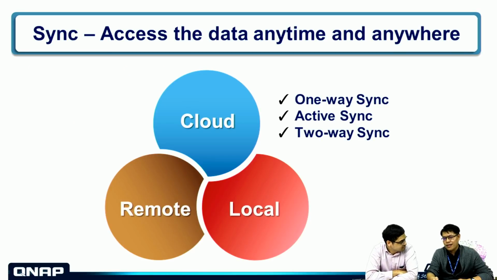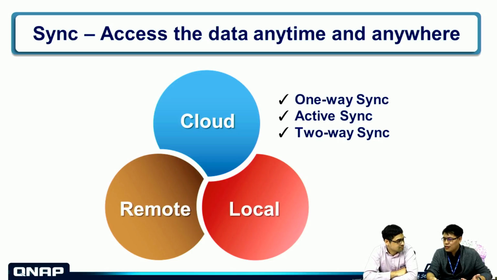Okay, so we talked about sync. The biggest difference between backup and sync is that they serve the same function of placing the data in multiple locations, but sync helps people access the newest data anywhere, anytime. So Hybrid Backup Sync lets users sync between local, cloud, and remote, with three options. The first one is one-way sync, so I can share files with you more efficiently.